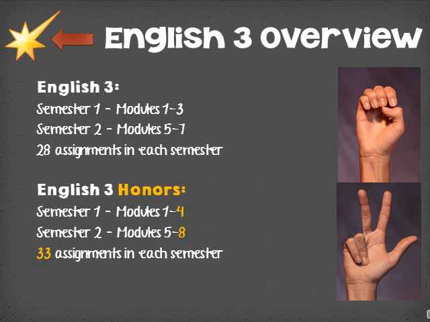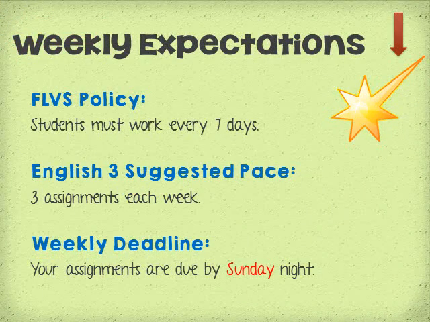There are approximately 28 assignments in each semester. English 3 honors students will complete Modules 1 through 4 in Segment 1 and Modules 5 through 8 in Segment 2. There are 33 assignments in each segment. Please make sure you begin in the correct place. If you only need half of the class, and it's the second half of the class, begin your work in Module 5.